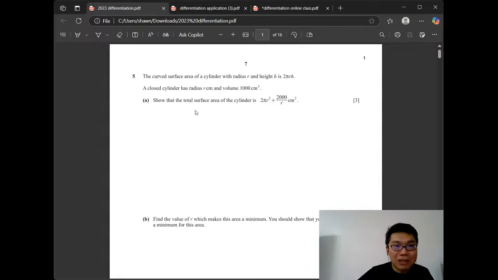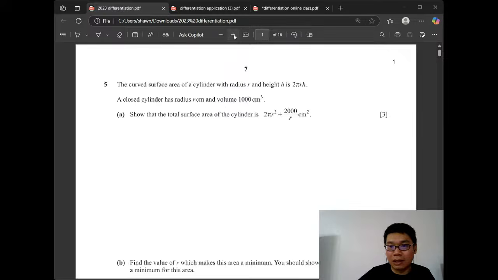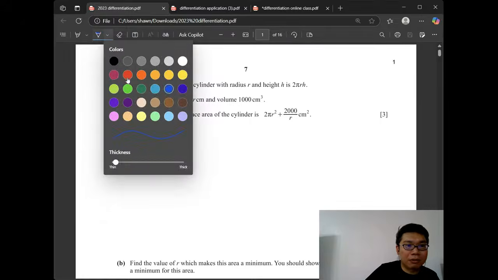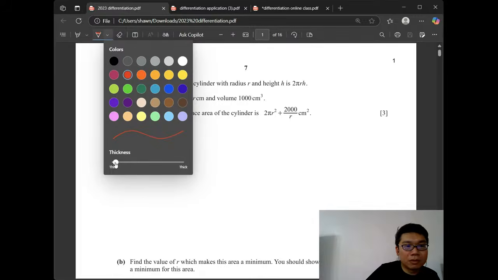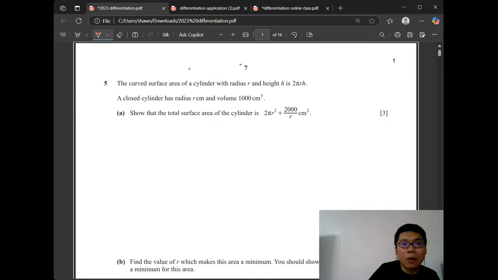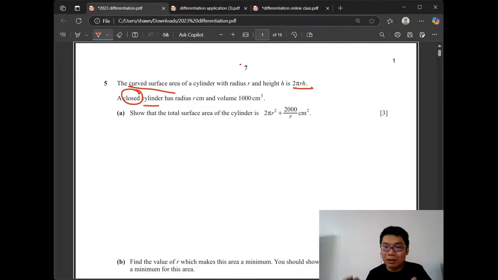Okay, so the first type of question is very commonly appearing in your IGCSE. Okay, the question talks about the curved surface area of a cylinder, and then a closed cylinder is very important, because an open cylinder and a closed cylinder will have different areas, but the volume is the same. The area is different. I ask you to show the total surface area. So it's very, very clear that this is actually a max-min application question.